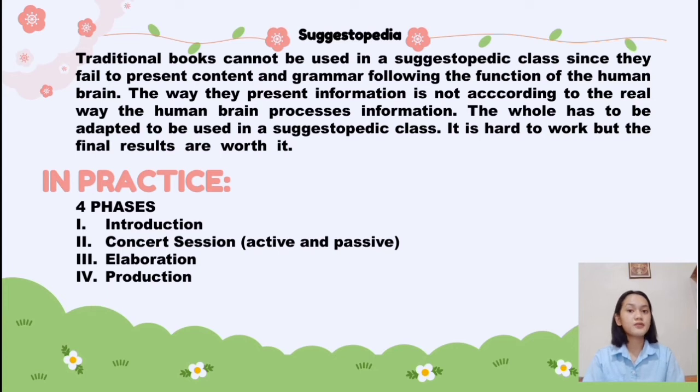Third is elaboration. The students sing classical songs and play games while the teacher acts more like a consultant. And lastly, production. Here, the students spontaneously speak and interact in the target language without interruption or correction.